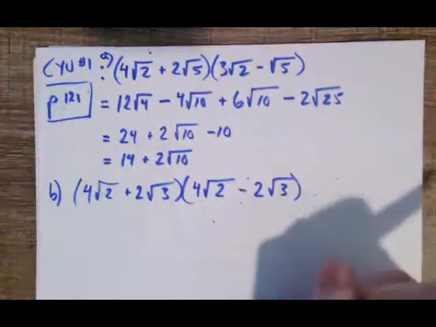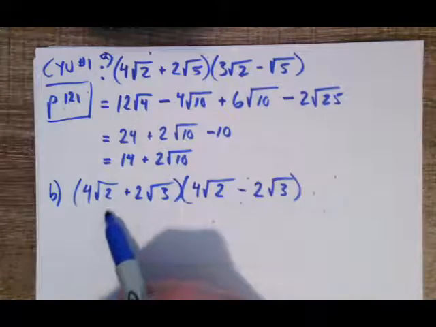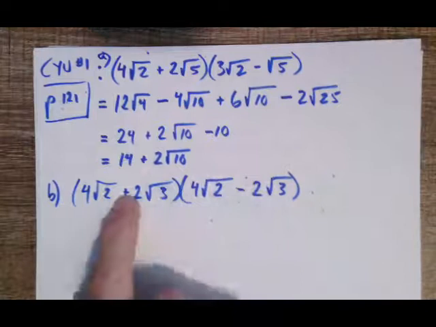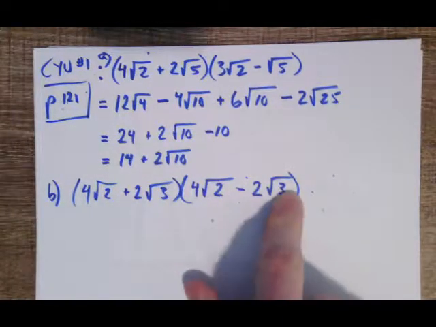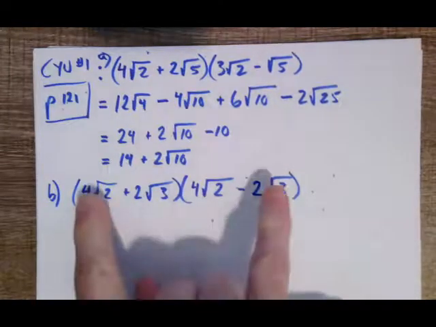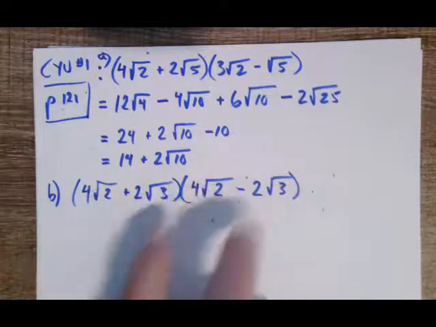All right. Oh, look at this. Beautiful. These are the conjugates of each other. They're exactly the same, except the middle sign is different. So this is a difference of squares question right here, which means these two are going to cancel out. I'm going to do it all just so you see it. But it's the first and the last that are going to matter.